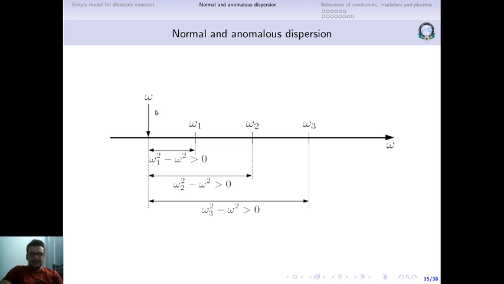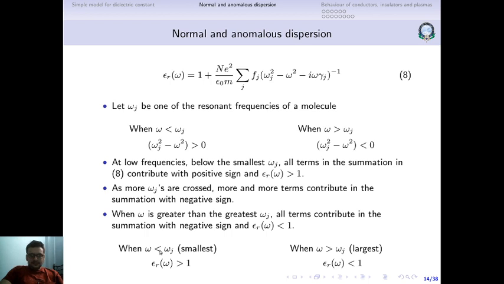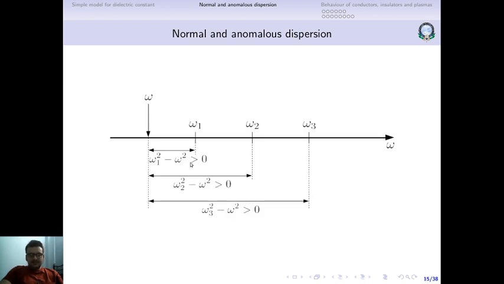So let's say initially this omega is less than the smallest. In this example, let's consider 3 different resonant frequencies, omega 1, omega 2 and omega 3. Obviously the smallest one is omega 1 and the largest one is omega 3. So if your applied frequency is smaller than the smallest omega j, that is, smaller than omega 1, then this quantity omega 1 square minus omega square will be positive. This square minus this square will be positive. Similarly, this square minus this square will be positive. So all of them will have positive terms, and all of them will make positive contributions.